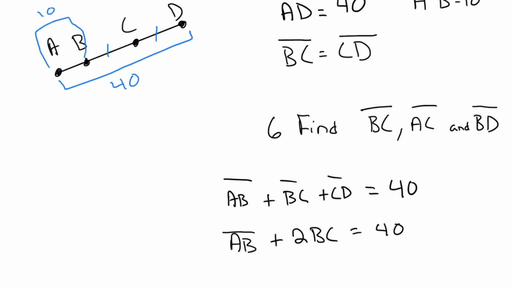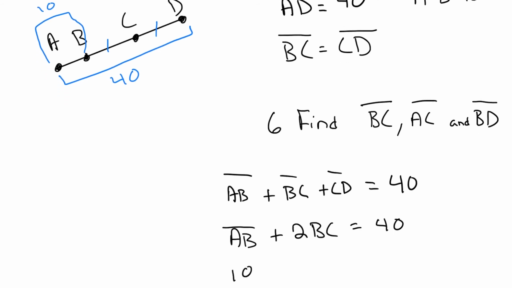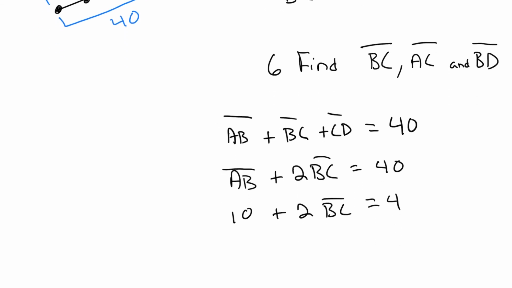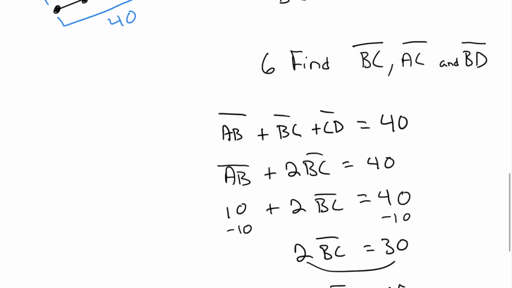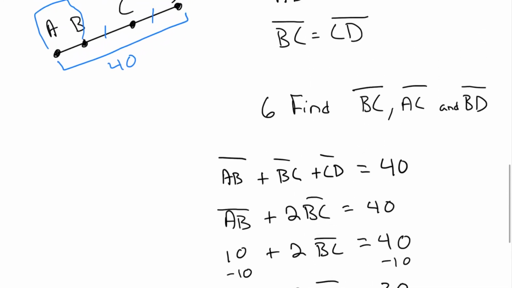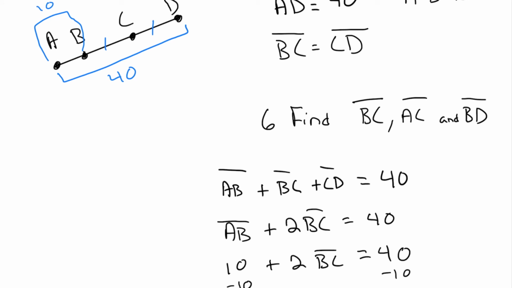Now we already know that our AB is equal to 10. So now we have an equation. 10 plus 2 BCs are equal to 40. So we're going to go ahead and subtract our 10. So now we have 2 BC is equal to 30. And we're going to go ahead and divide it by our 2. So BC is going to be equal to 15. So that's our first answer. And you can actually check it if you wanted. Go ahead and add the 10, fill it in with this first equation. Add your 10 plus your 15 plus your 15 and see if it equals 40.